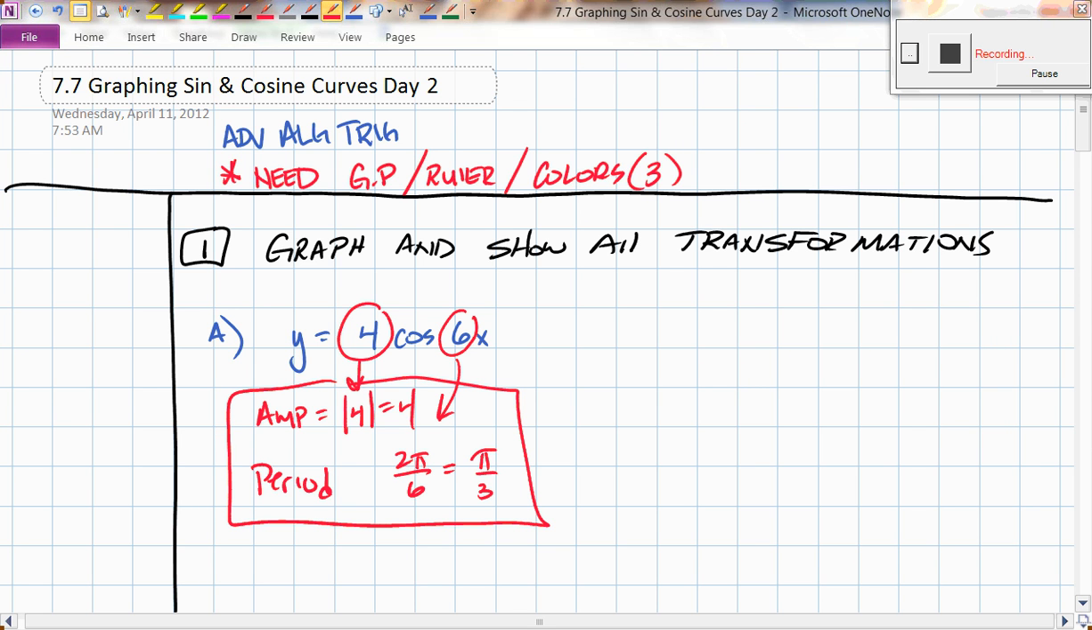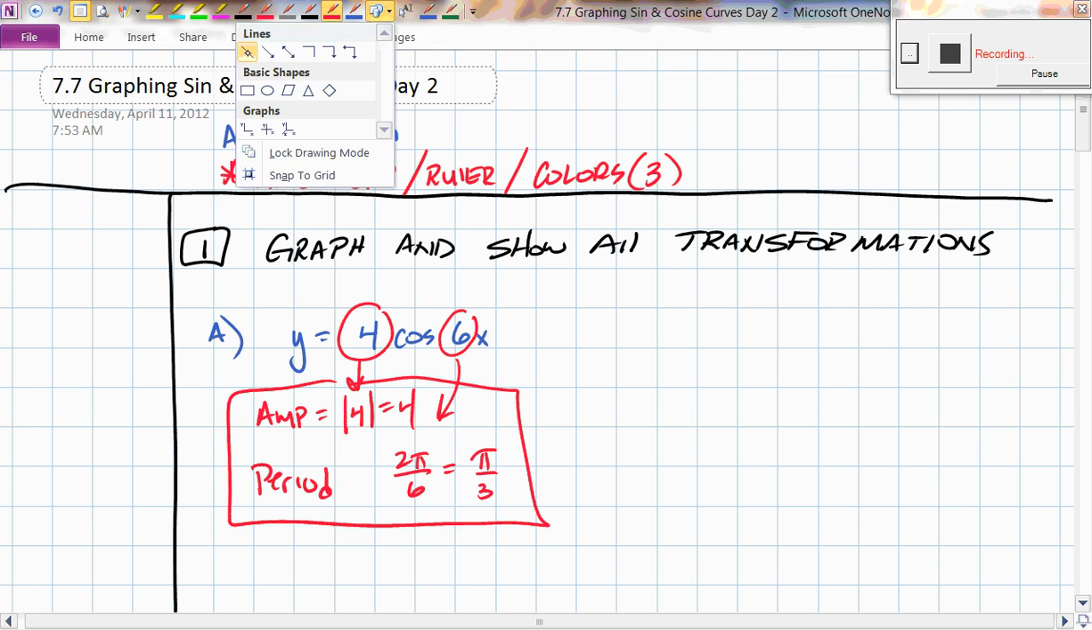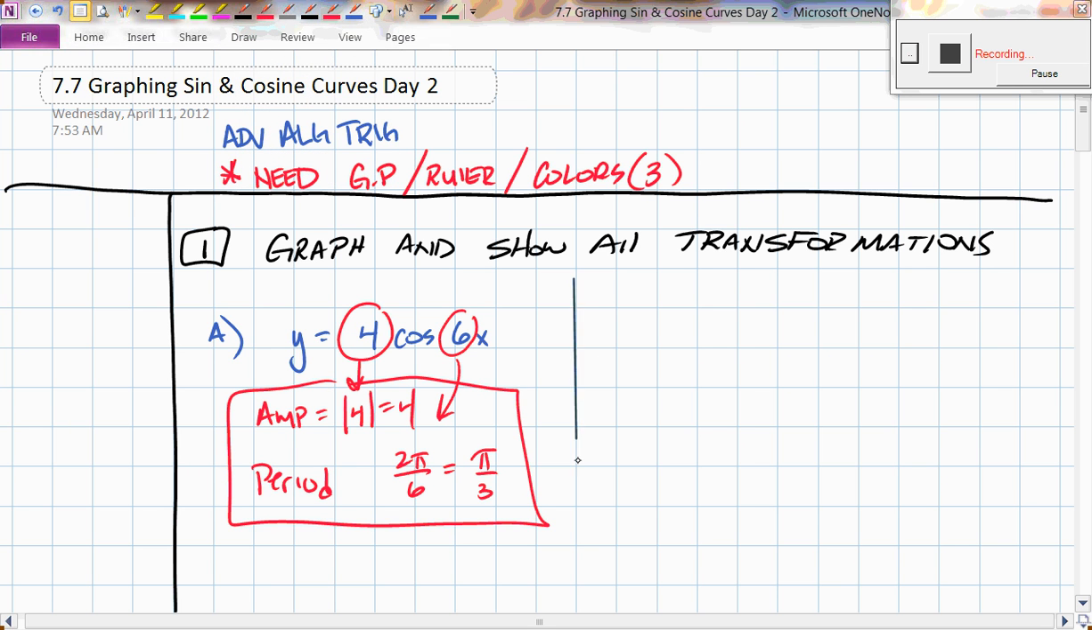Now, according to that handout that I gave you, we do phase shift first, then period, then amplitude, then vertical translation. Is there a phase shift here? No. So we skip straight to which one's next on the list? The period. Okay, good. So draw yourself a nice coordinate plane here.